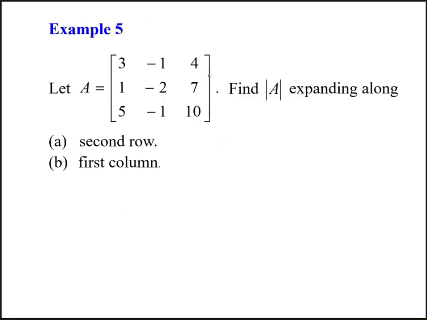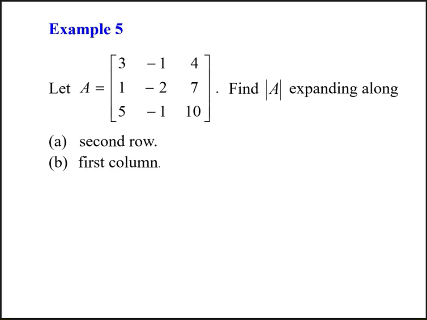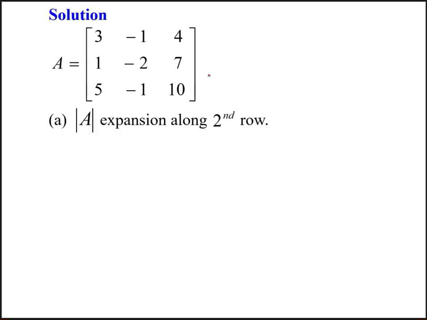Let's look at this example. To find the determinant of a 3 by 3 matrix, you can choose any row or column. But for this question, they want you to use the second row for question A, and they want you to use the first column for question B. So we have to follow. How to find the determinant? First, highlight the second row.